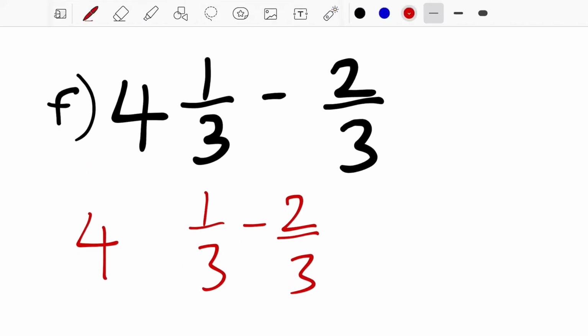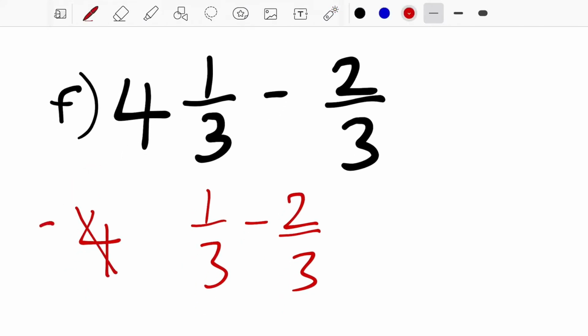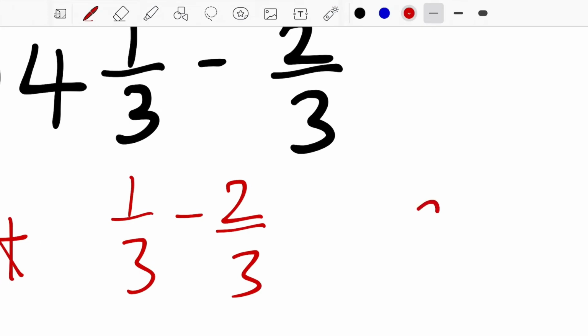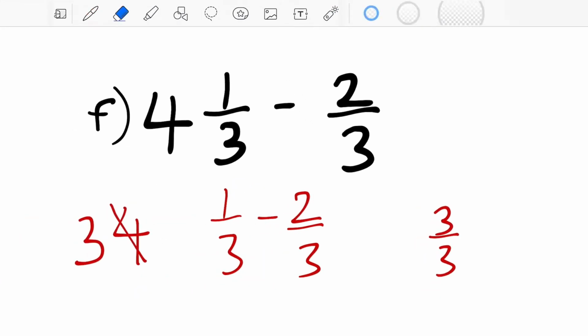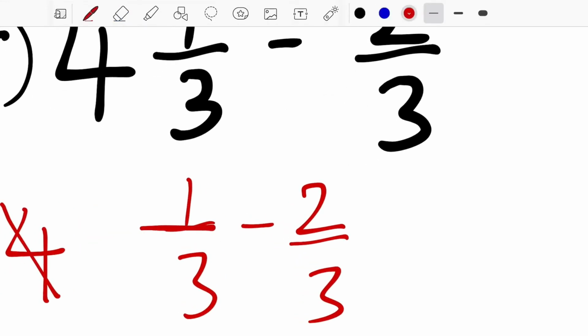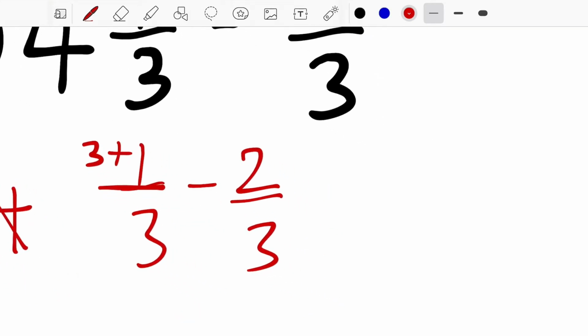So if we take away 1 from 4, we remain with 3. And whatever the denominator is, we must carry that number across. Remember, whatever the denominator is, we can say 1 whole is 3 over 3. So we just have to carry the 3 across here. So 3 plus 1, that's 4/3. Take away 2/3.